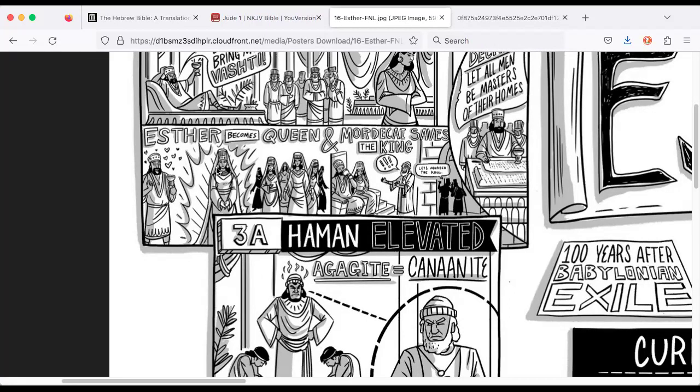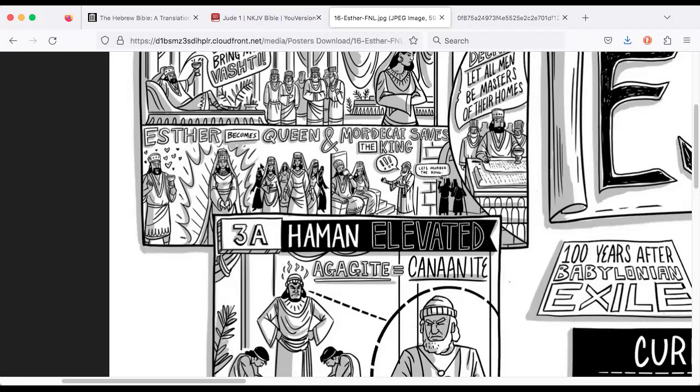So Esther comes on the scene, and she's a young Jewish girl, and I think she's 20 at the time, around then. And I don't know how they figure that out, but in any case, she becomes queen.